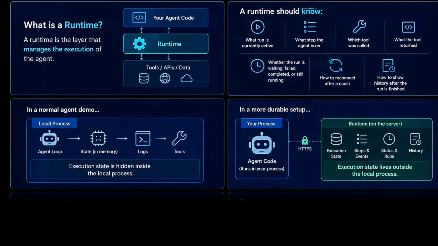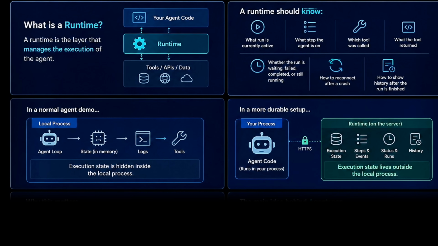Let me explain what I mean by runtime. A runtime is the layer that manages the execution of the agent. It should know what run is currently active, what step the agent is on, which tool was called, what the tool returned, whether the run is waiting, failed, completed, or still running, and so on. In a normal agent demo, this is often hidden inside the local process. But in a more durable setup, the execution state should live outside the local process.